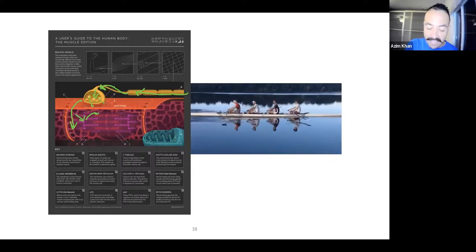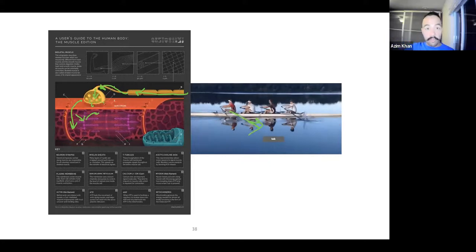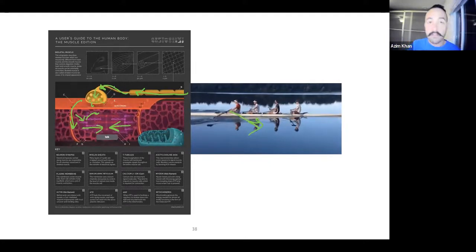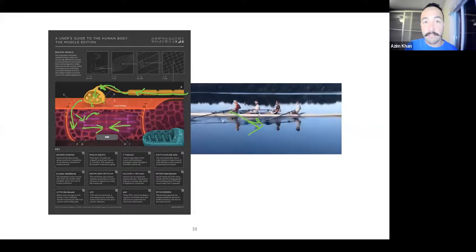And when they bind to actin, it's kind of like how these rowers grab and pull. There's this power stroke. This power stroke pulls the thin filaments closer to the M line.